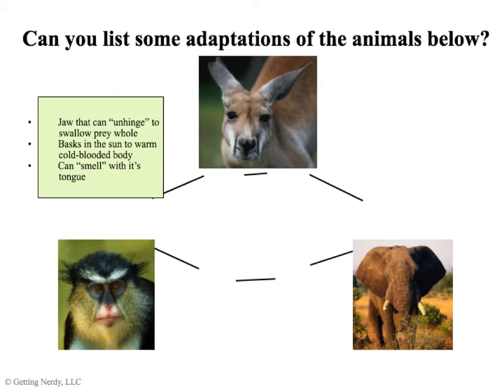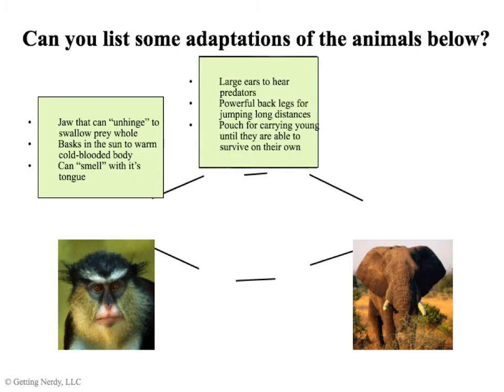So the boa constrictor will unhinge its entire jaw to swallow its prey whole. This helps it to get its food and make sure the food does not run away in the meantime while it's eating. It also basks in the sun to warm its cold-blooded body. Now for the kangaroo. What do you think some of its adaptations are? If you mentioned large ears, powerful back legs, and the pouch for carrying their babies, you are right.